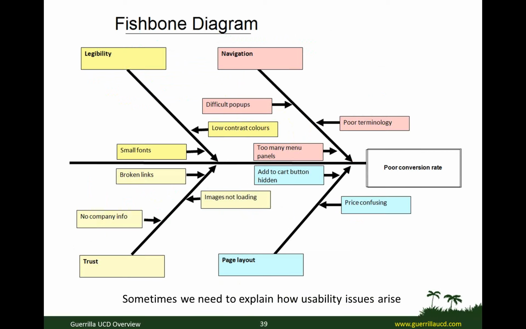And so I've taken this particular problem, which is poor conversion rate, and identified four main issues for this site: navigation, legibility, trust, and page layout. And then the smaller items feeding into the main fishbones, as it were, are the individual contributions from these different factors. So broken links feed into the trust issue, images not loading feed into the trust issue, no company info on the site feeds into the trust issue, and so on.